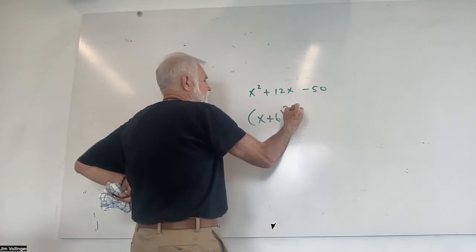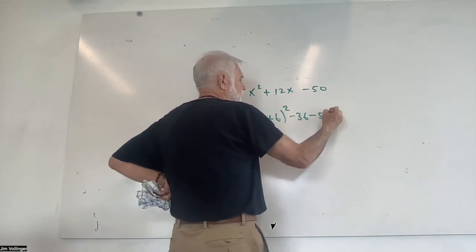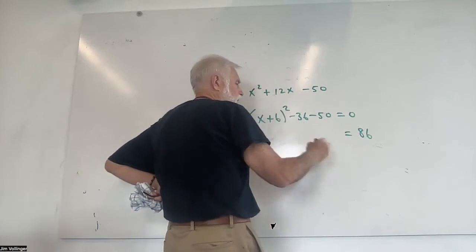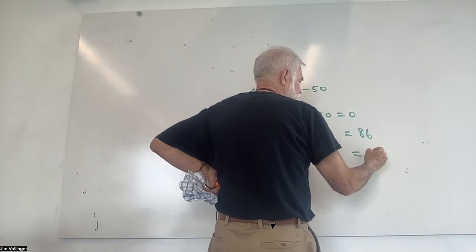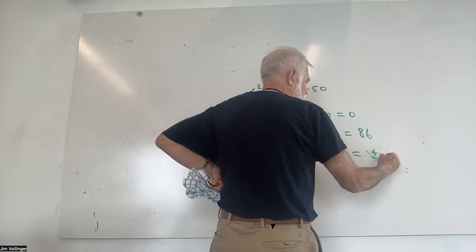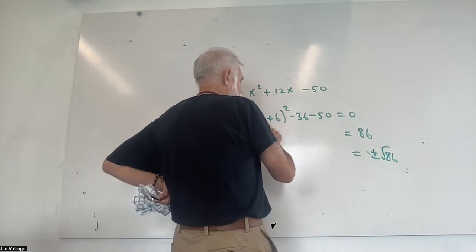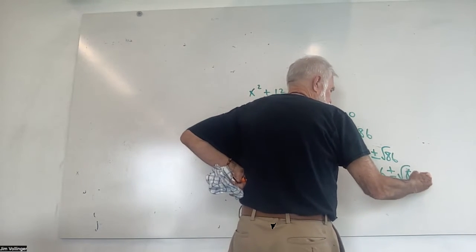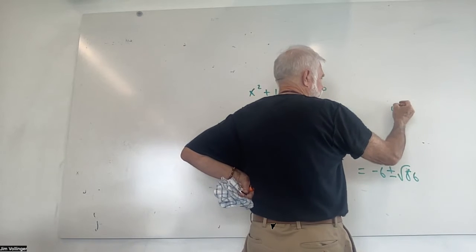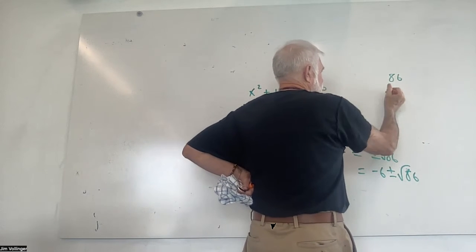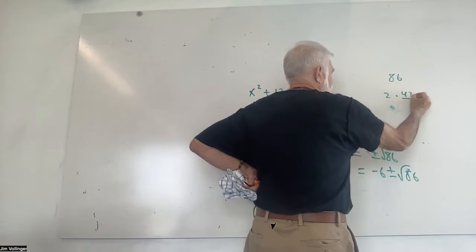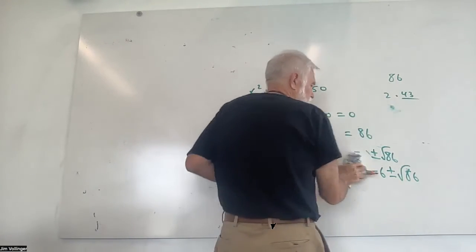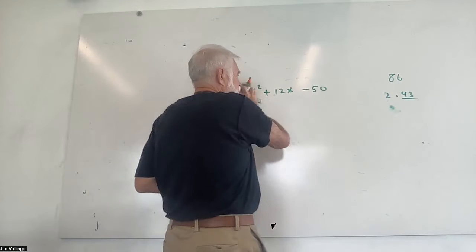(x plus 6) squared minus 36 minus 50 equals 0. So minus 86 becomes positive 86. Squaring becomes plus minus square rooting. And positive 6 becomes negative 6 plus minus square root of 86. 86 is 2 times 43. 43 is prime, so you couldn't simplify this at all. All right. Let's see what else we got.